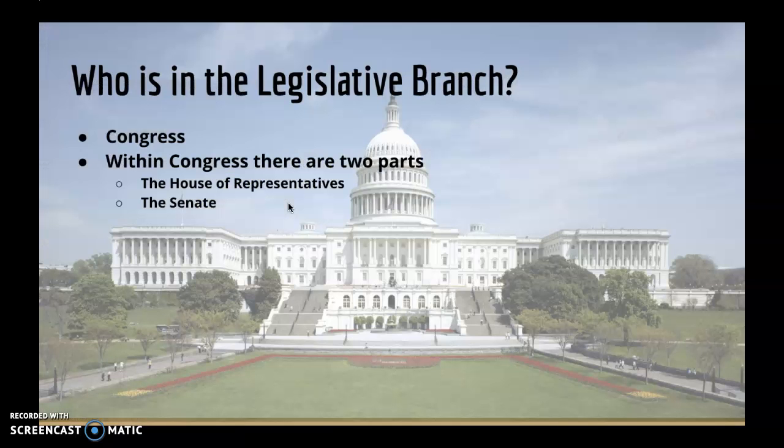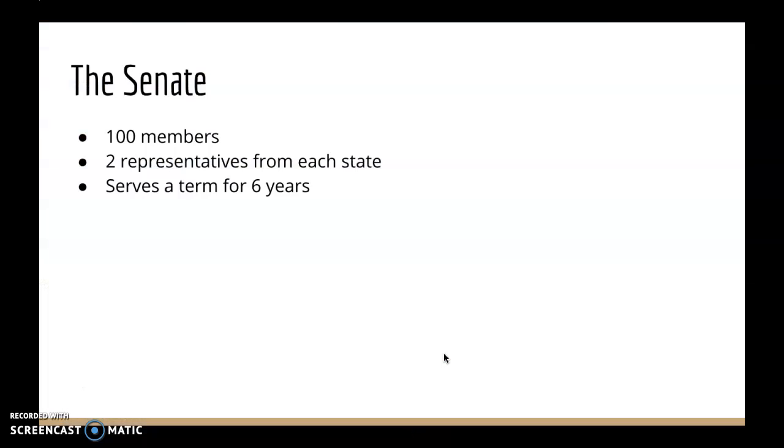Who is in the legislative branch? The legislative branch is in Congress, and then within Congress there are two parts, the House of Representatives and the Senate. In this image right here, we can see that there are two distinct houses, one serving as the Senate, one serving as the House of Representatives. So the Senate, there are 100 members, two representatives from each state, and they serve a term for 6 years.